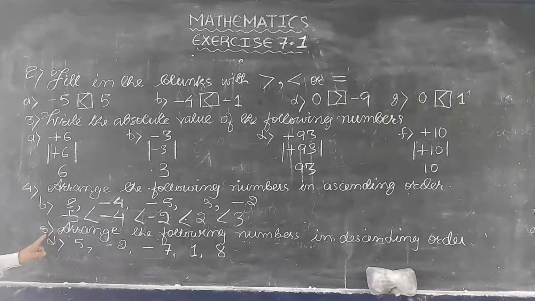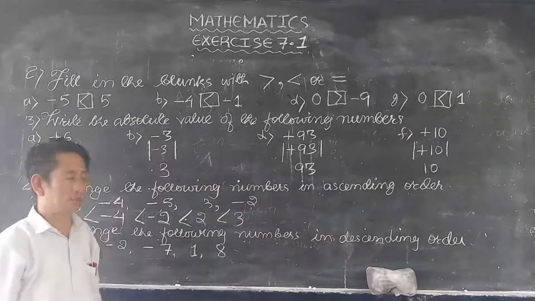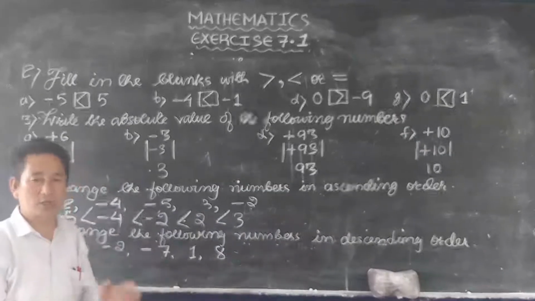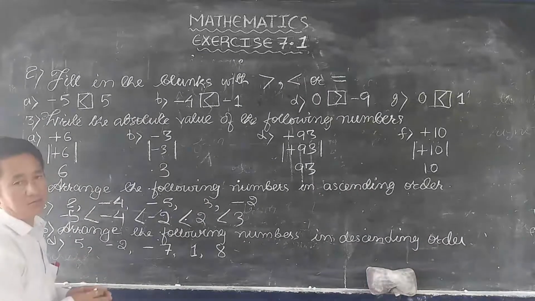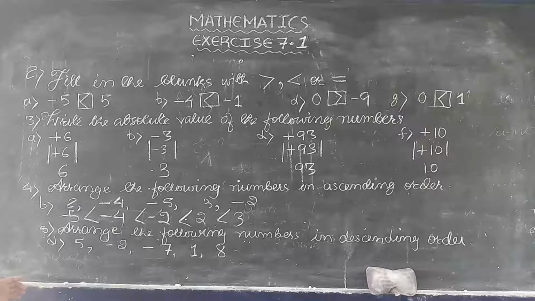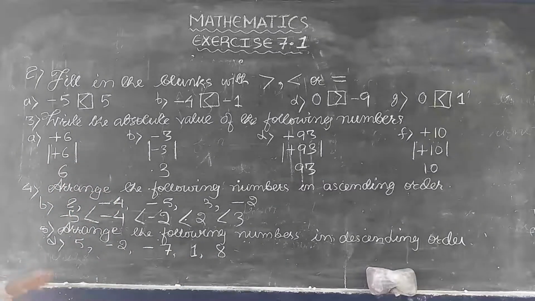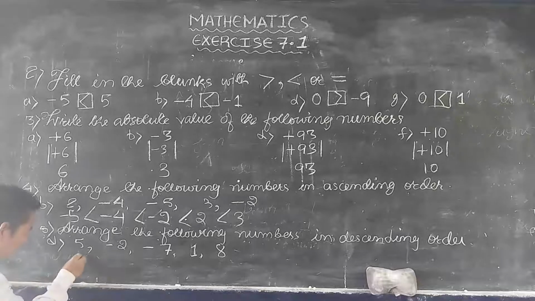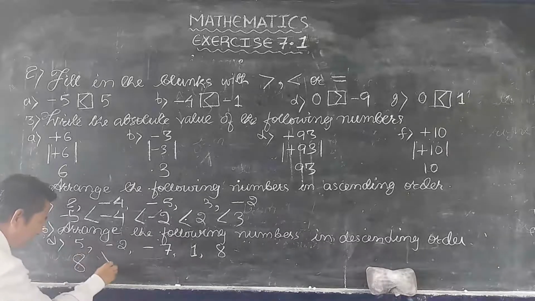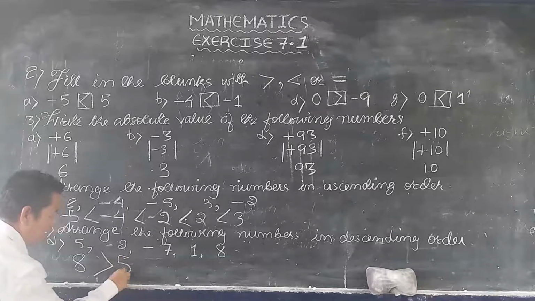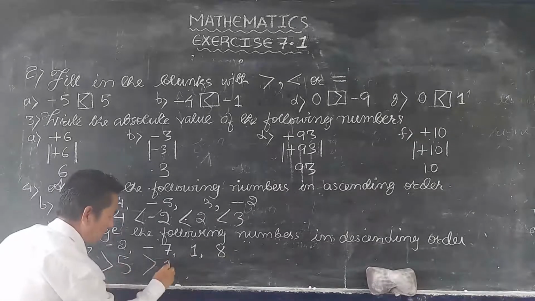Now question number 5. Arrange the following numbers in descending order. Descending order means greater to smaller. Here in this case, we will see the positive numbers first. So positive numbers here are 5, 1, 8. 8 is the greatest number here. So first we will write 8. Then 5. 8 is greater than 5. Then 1. 5 is greater than 1.